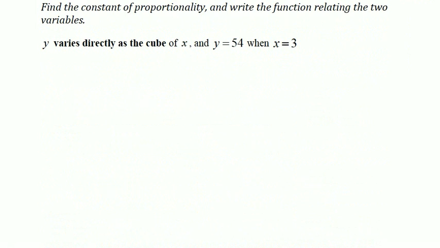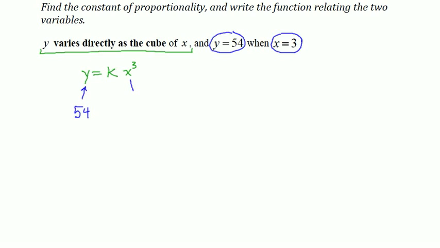Next we have the question, find the constant of proportionality and write the function relating the two variables. So first of all, we're going to look at this statement here, and we still translate it into an equation. Y varies directly as the cube of x, that's multiplying because it's directly. So y is equal to k times the cube of x, which is going to be x cubed. Then we're given y equals 54 when x equals 3. So again, we're given an ordered pair, and we can plug these values in for x and y.